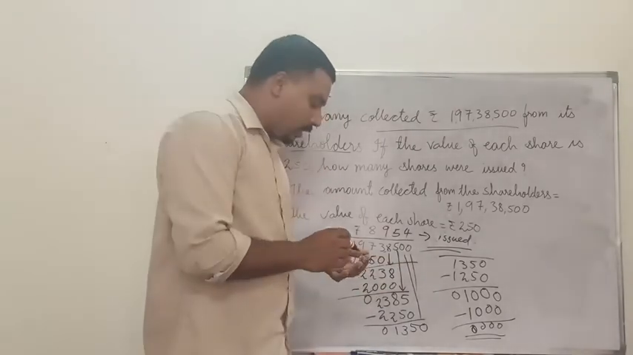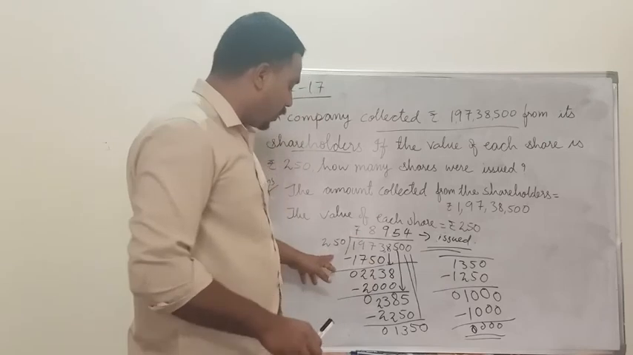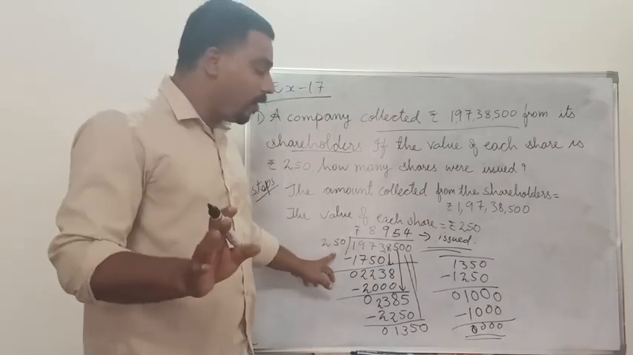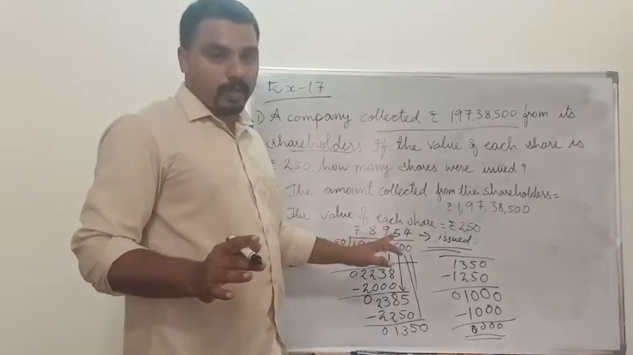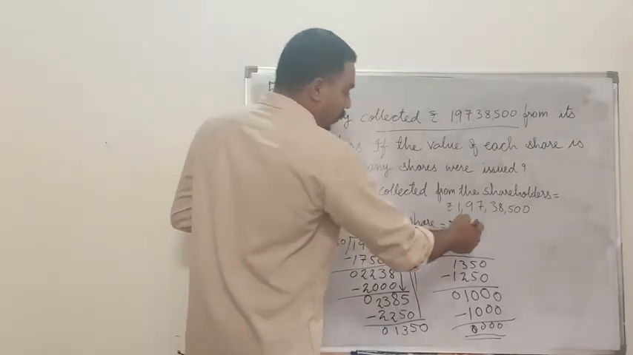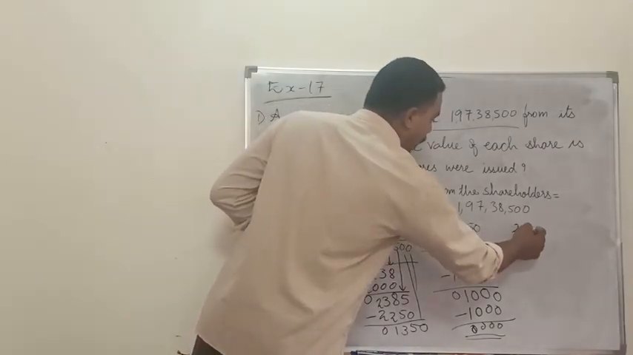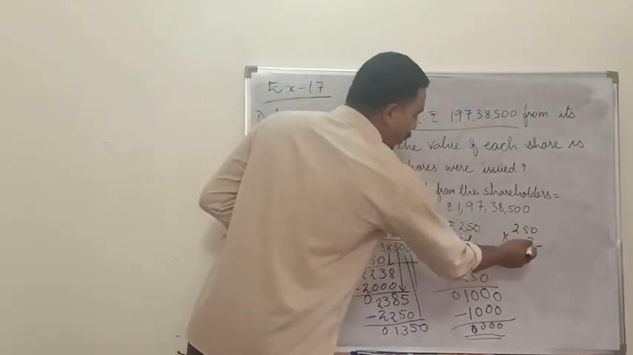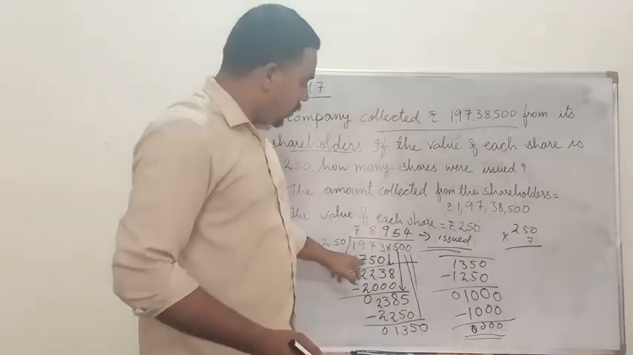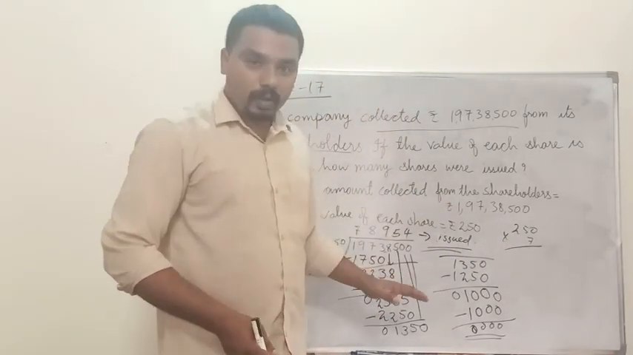If it is a big number, 3-digit or 4-digit number, it doesn't matter. What you have to do is multiply and see. Here what we have done: 250 into near about 7, how much? We have got 1750. In such a way you have to do it.